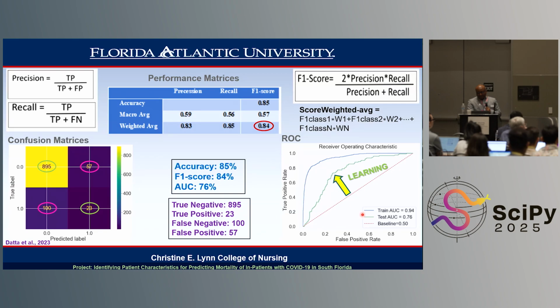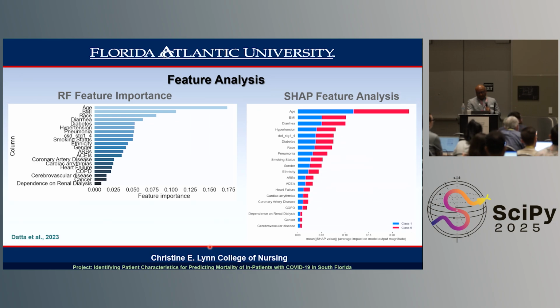AUC is 76%. The dotted line of stochasticity is a 50-50 chance, so anything beyond that means the model learned. And obviously there's a lot of true negative and true positive. Again, there's false positive and false negative too, because this model is not 100% accurate. I am going here.